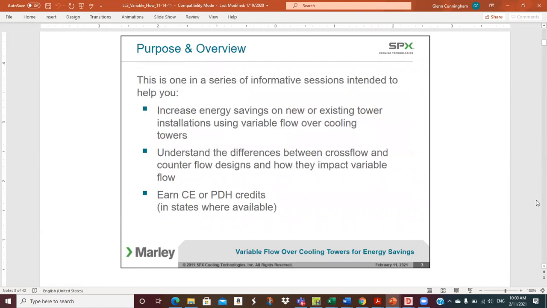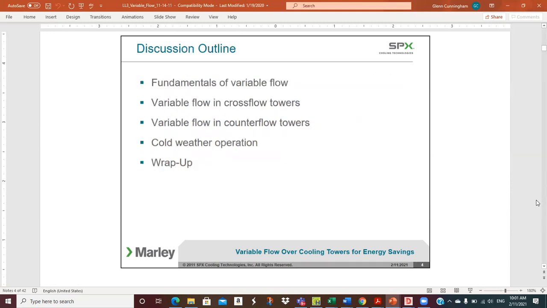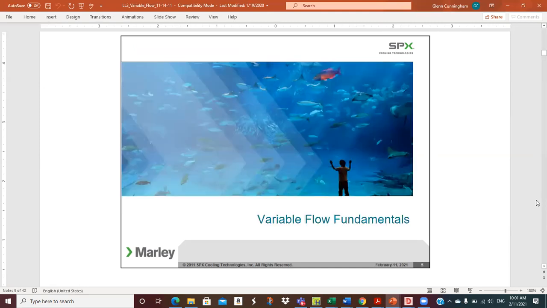Okay, so purpose. This is for training. It's intended to help us increase energy savings in the existing tower using variable flow over cooling towers, even though they keep saying that, but there's maybe a little bit, but most of it is about varying airflow. Understand differences between crossflow and counterflow designs and how they impact. And if you did this in the right setting, you could get some continuing education or PDH credits, but you guys just get college credit, which is pretty good. So that's the outline. We'll go through that.